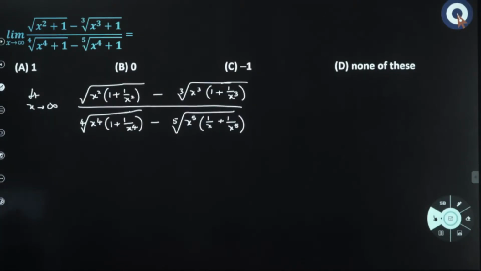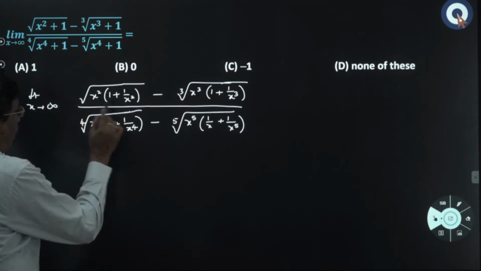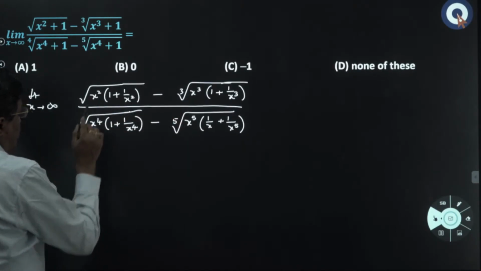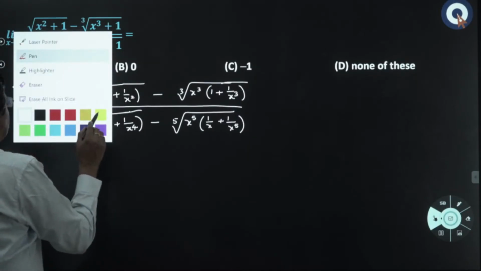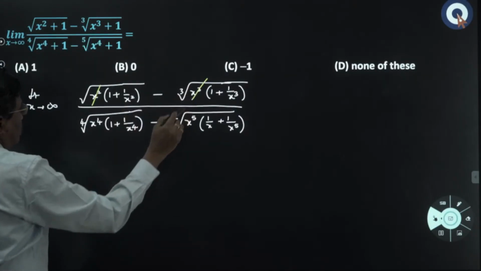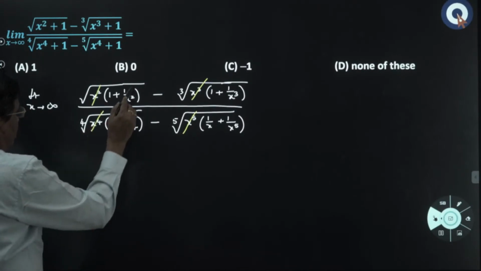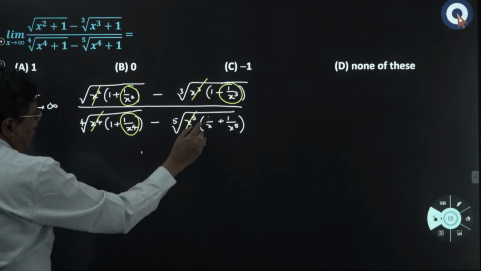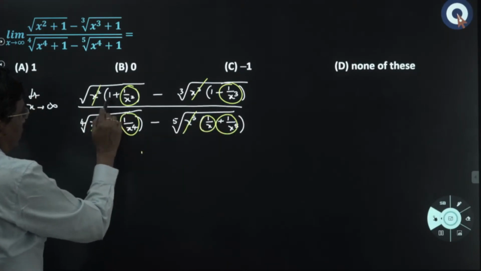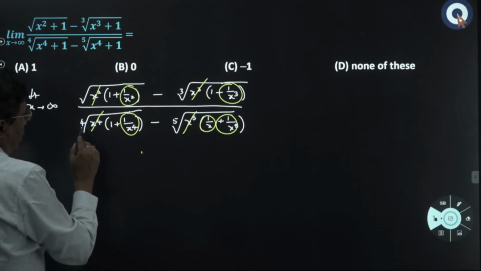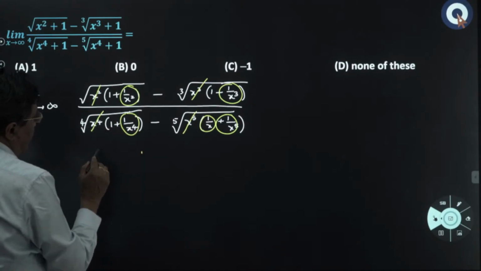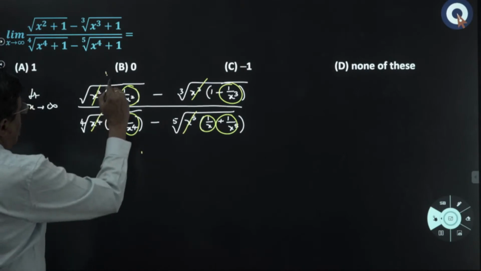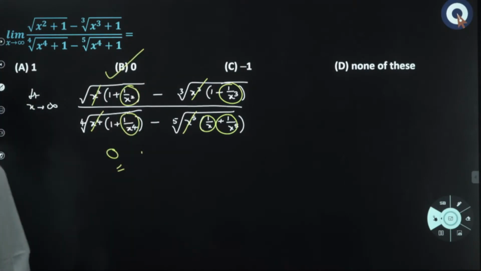So as x tends to infinity, here x will come out, here x will come out, here x will come out, here x will come out. So these x terms get cancelled, and as x tends to infinity, this is 0, this is 0, this is also 0. So what you get here is 1 minus 1, 0, but the denominator is not 0, the denominator is just 1. So the answer is becoming 0, because this is totally becoming 0. So the answer is simply 0.